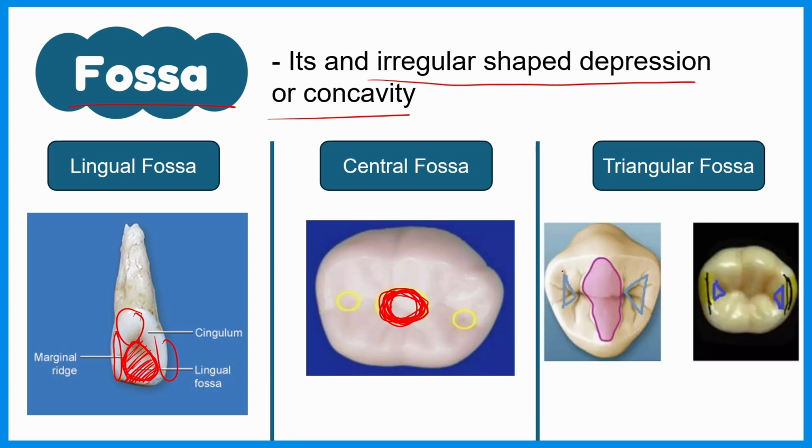A triangular fossa is a triangle-shaped depression or concavity that can be found right next to the marginal ridge. So this right over there is a triangular fossa. It's called triangular fossa because it looks like a triangle-shaped concavity. And this triangular fossa is named according to its location. So this is called the mesial triangular fossa, and this one's called the distal triangular fossa.